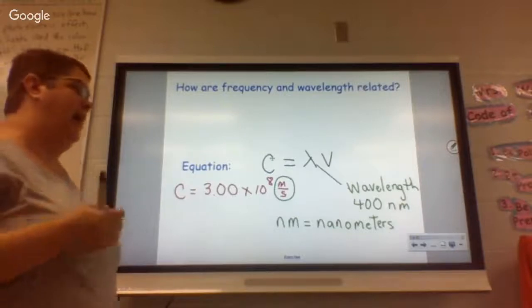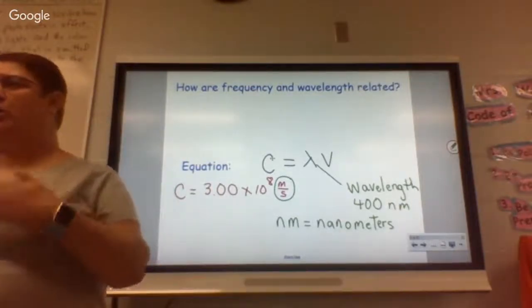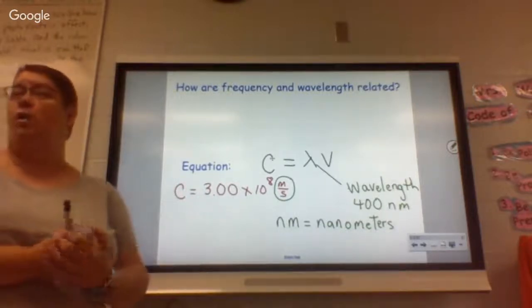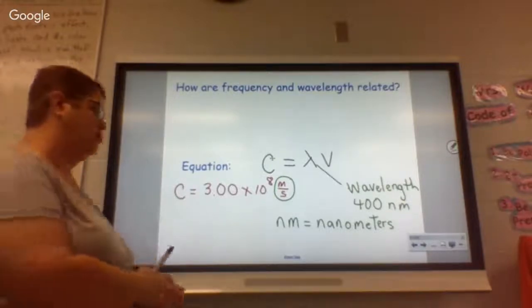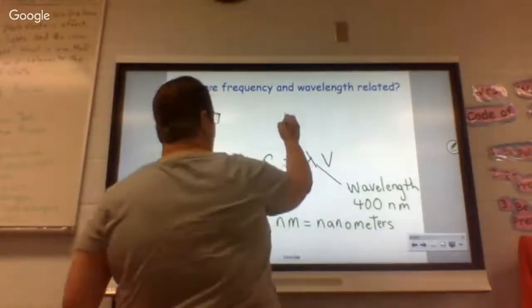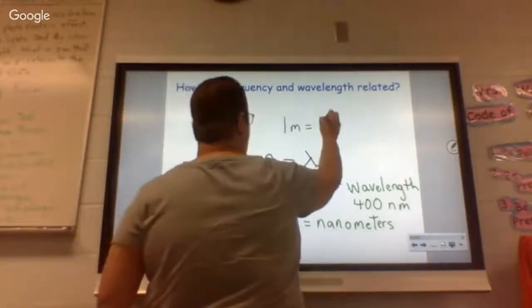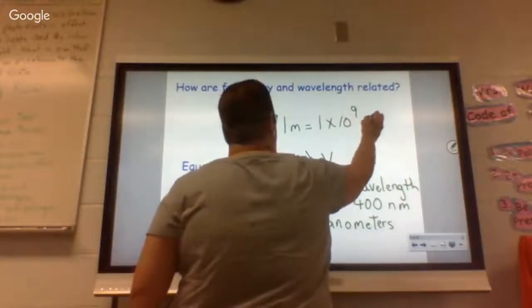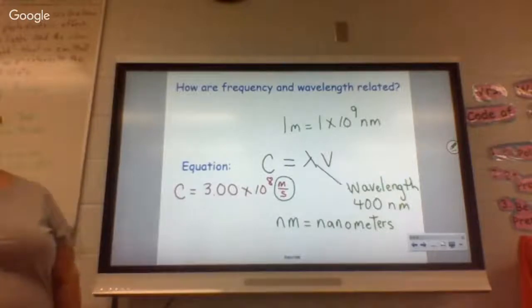Now, nanometers is not part of our King Henry died by drinking chocolate milk because nano is so far out of that range. So you have to learn how to change nanometers into meters. So 1 meter is equal to 1 times 10 to the 9th nanometers.